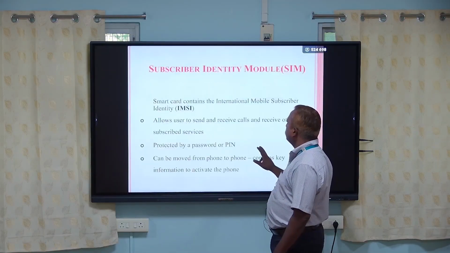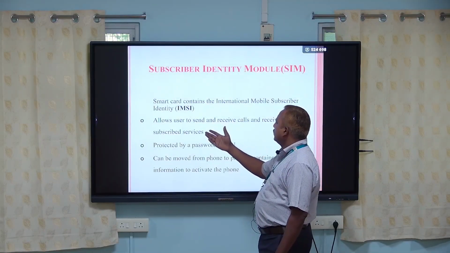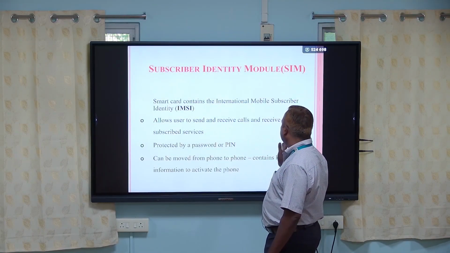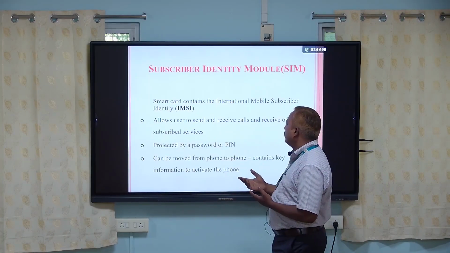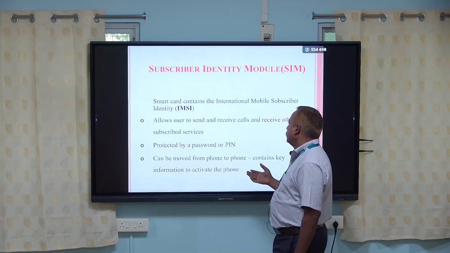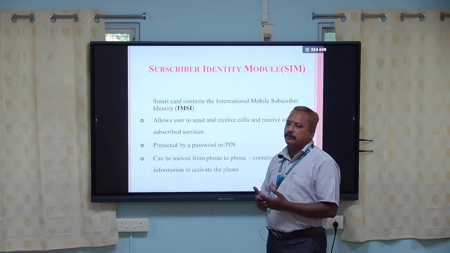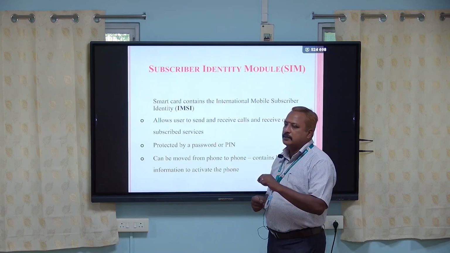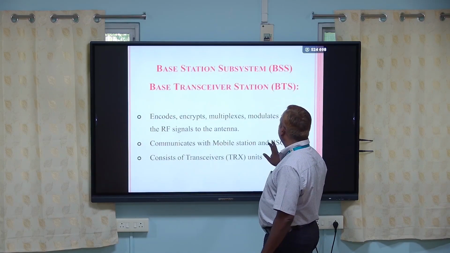These are all the features of the mobile equipment. Then the SIM allows the user to send and receive calls and receive other subscribed services like internet and all. It is protected by a password or PIN. Nowadays we are using the pattern also. It can be moved from phone to phone. If we want to change the mobile phone, no problem. We can take the SIM card and insert it into another phone. This is the flexibility of the SIM.